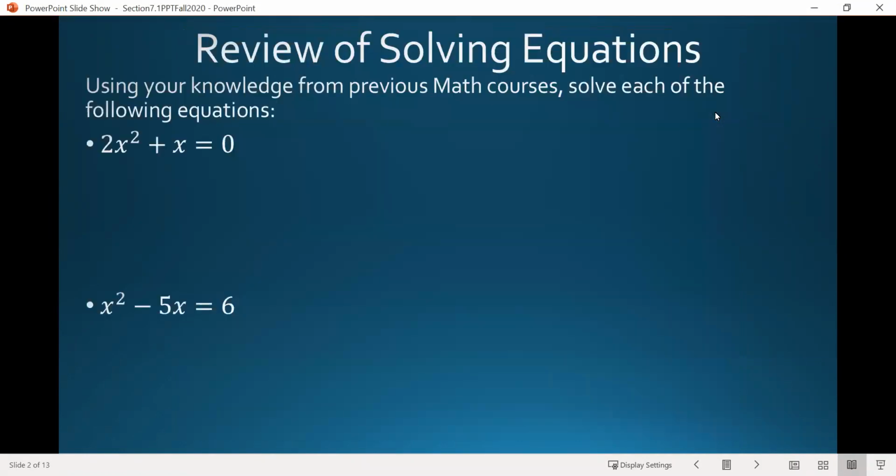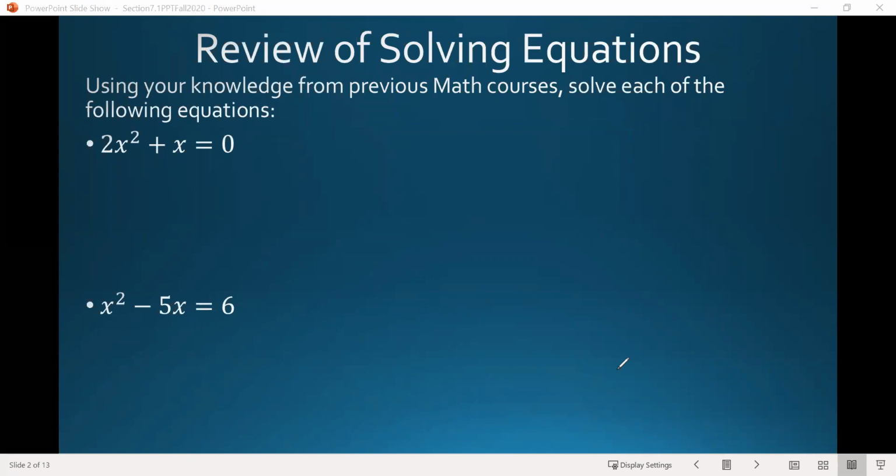So we're going to start by doing some review of solving equations. This may not at first seem like it connects to stuff we've been doing in this course, but I promise it will in subsequent videos. What we're asked to do is use our knowledge from previous math courses to solve these equations. All the different types of equations we're going to look at in this video will be quadratics, so we're really reviewing different ways to solve quadratic equations.